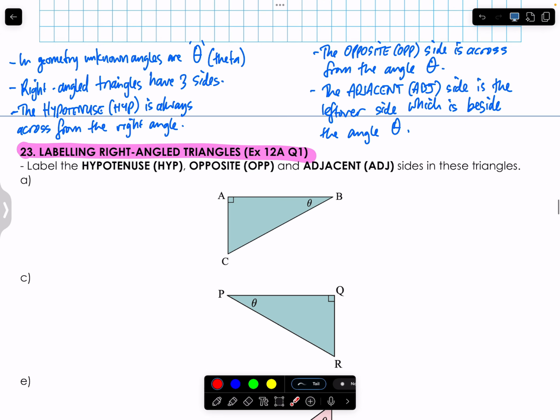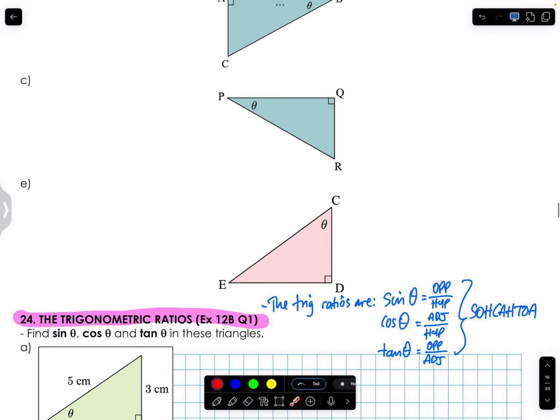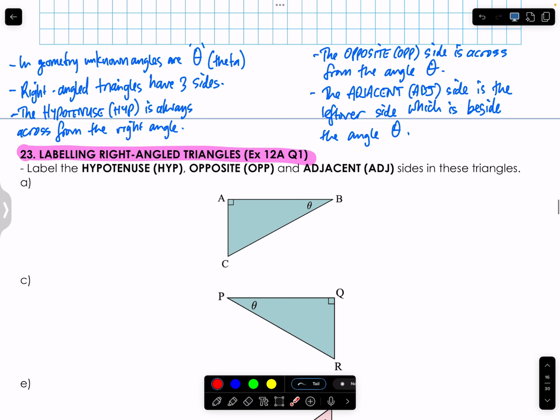Okay, last lesson for this Friday. Two things that I need to go over: SOHCAHTOA and the idea of labeling right-angled triangles.